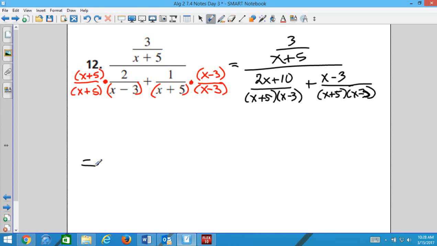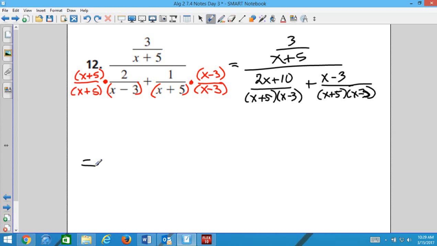Should I cancel these x minus 3's? No. Don't do it. I just put them in. Don't cancel them out. Some of you will do that, where you just put the x plus 5 in, and then you go, oh, I can cancel out x plus 5. Like you just put it in there on purpose.